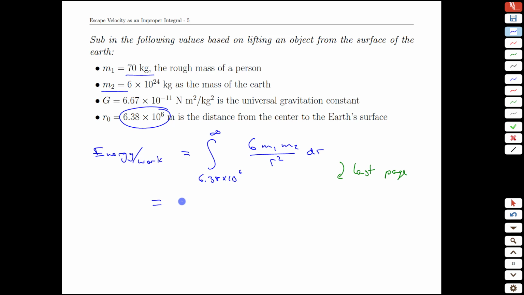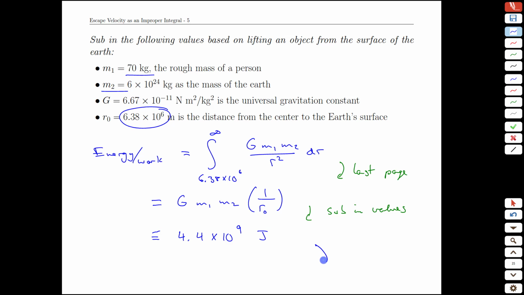That gave us G m1 m2 times 1 over r naught, or that million kilometers. And then we can sub in our values. If we sub in those values, separating our G's from our 6's a little bit more clearly here, then we plug in G, we plug in m1, our 70 kilograms, our m2, and we can see we've got an interesting variety of exponents here for the powers of 10. If we do that calculation though, we end up with something around 4.4 times 10 to the 9 joules.